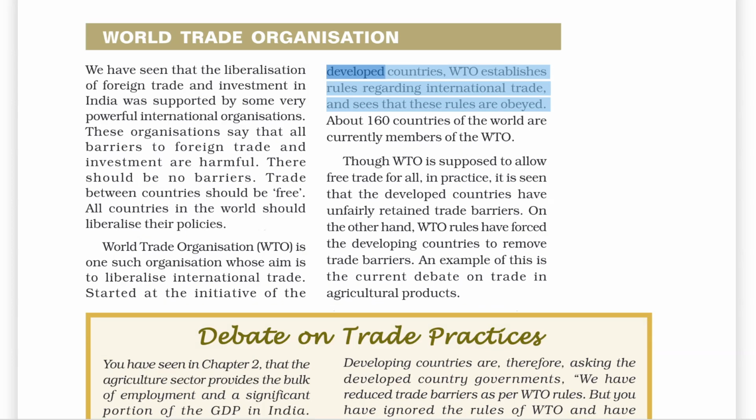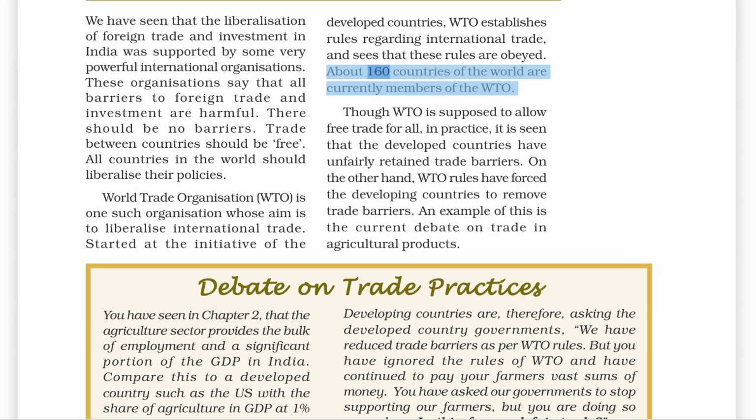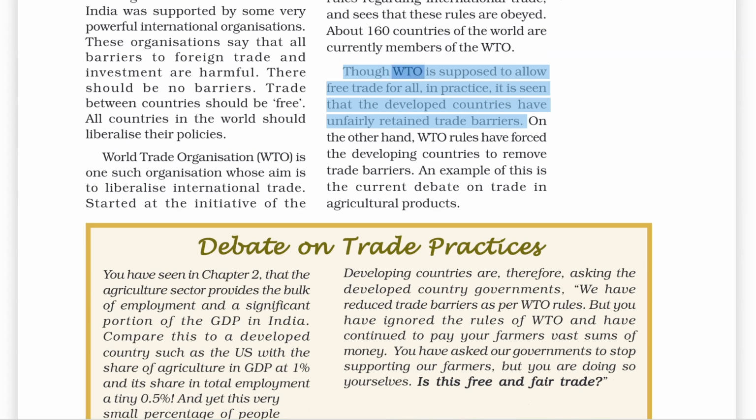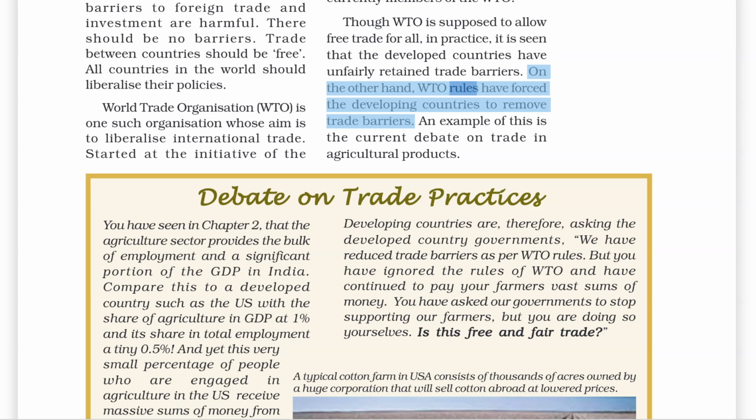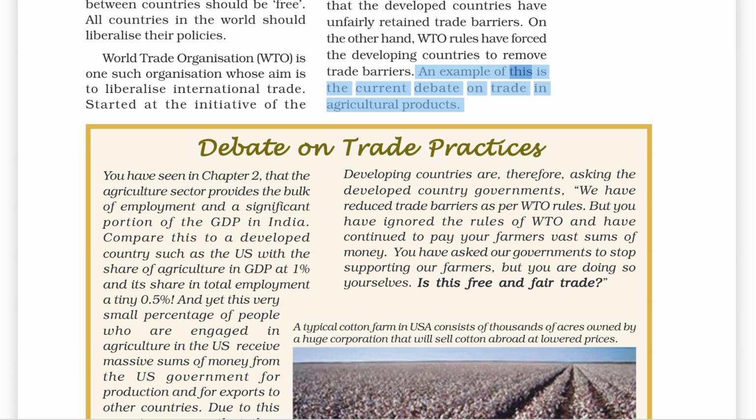WTO establishes rules regarding international trade and sees that these rules are obeyed. About 160 countries of the world are currently members of the WTO. Though WTO is supposed to allow free trade for all, in practice it is seen that the developed countries have unfairly retained trade barriers. On the other hand, WTO rules have forced the developing countries to remove trade barriers. An example of this is the current debate on trade in agricultural products.